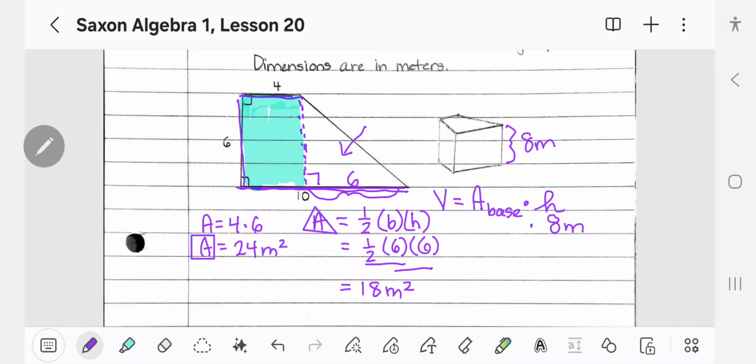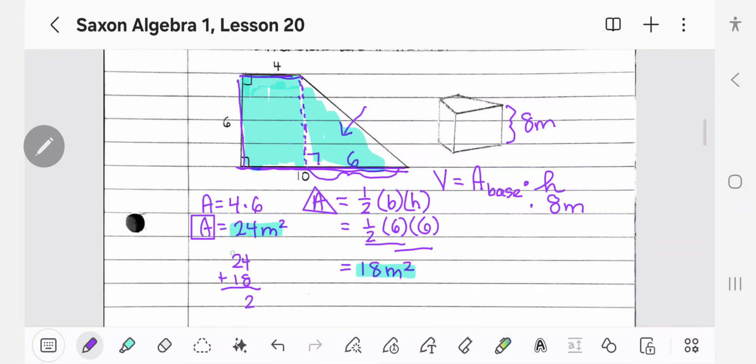So now I need to add those two together. So I got this area here, okay? And I need to add this area plus this area to find that total area. So 24 plus 18 would give me 42 square meters, okay? So that I can put into this formula. That's the area of the base, 42 square meters.